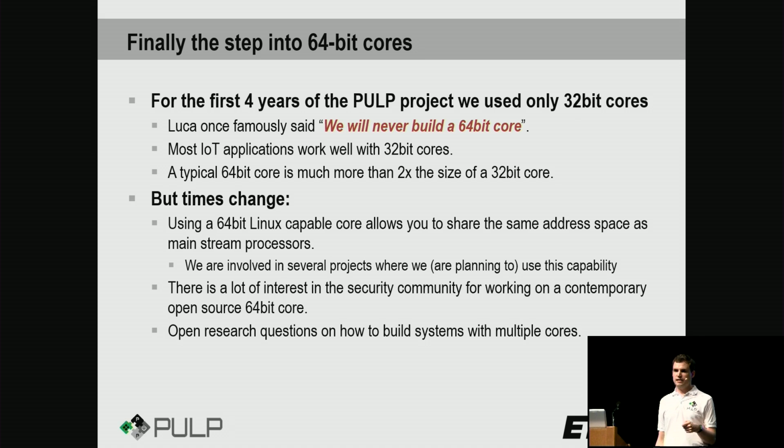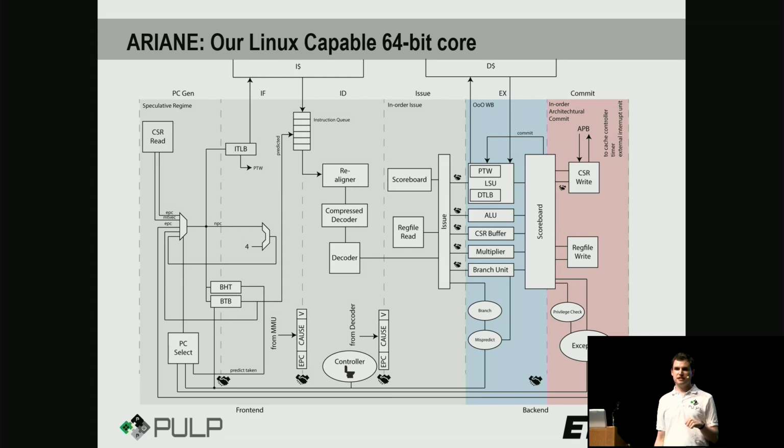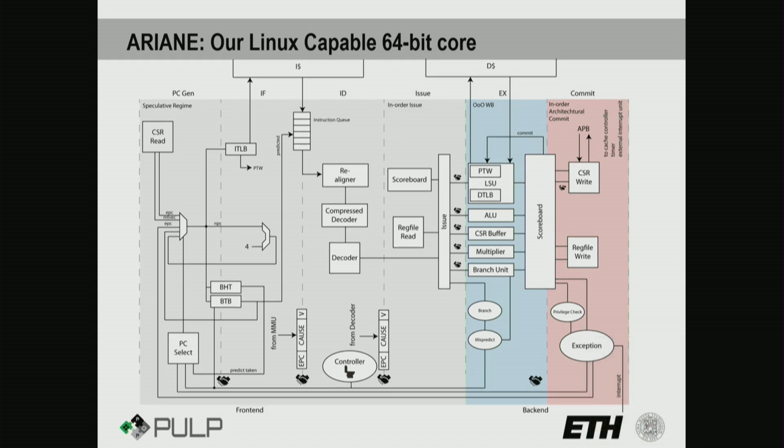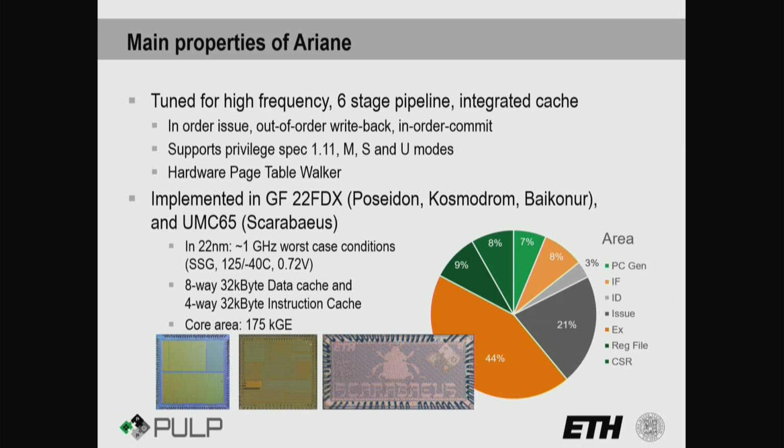But times change, and having a 64-bit Linux-capable core is actually interesting because it allows you to share the same address space as very big mainstream processors. We use that in several systems. There's a lot of interest from the security community to have such an open core, and there are other open research questions that we can answer with this. So enter the Ariane core, which is our latest addition to the core lineup, a 64-bit core. It's a 6-stage pipeline with integrated caches, hardware page table walkers, and supports the privilege spec. And we've actually taped this out in 4 different silicon chips.